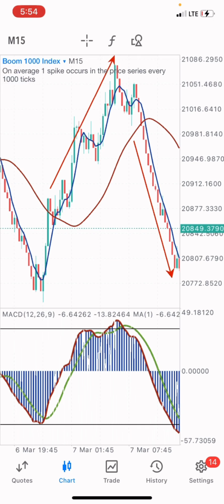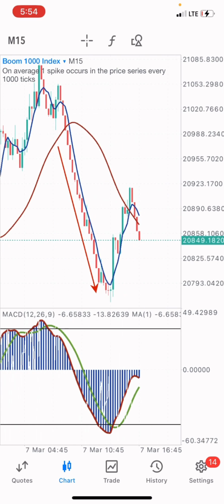Okay, since we are trading the boom 1000 market right now and we are scalping, we want to be selling, right? We want to be selling, so we are looking out for a downtrend. We don't need anything but a downtrend. All right, so that means we want to see that price is below the moving average indicators on the main chart.